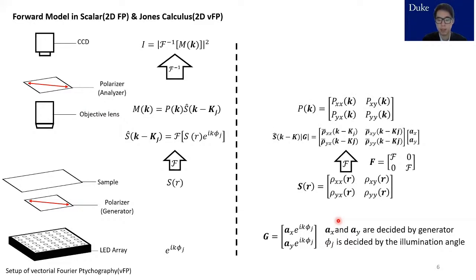Afterwards, we do a similar thing. We do the inverse Fourier transform, and the different illumination angles can be described as a spatial shift in frequency space.